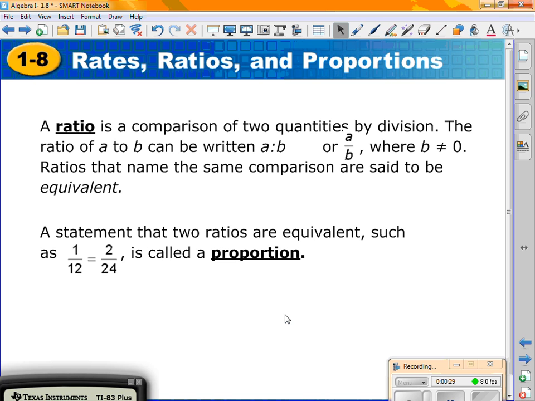Now, a ratio. I know you've seen a ratio in the past. All it is, it's a comparison of two quantities by division. The ratio of A to B can be written as A colon B or A over B, where B cannot be 0. It's impossible to divide by 0. Ratios that have the same comparison are said to be equivalent or equal. If you have a statement that two ratios are equivalent, I have 1/12 equals 2/24. Those are called proportions.